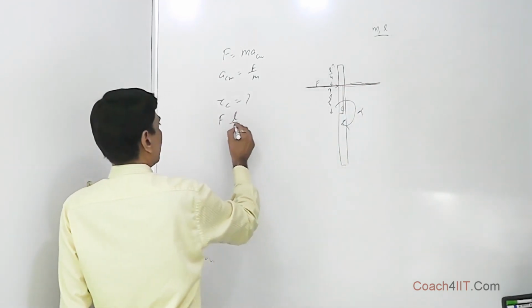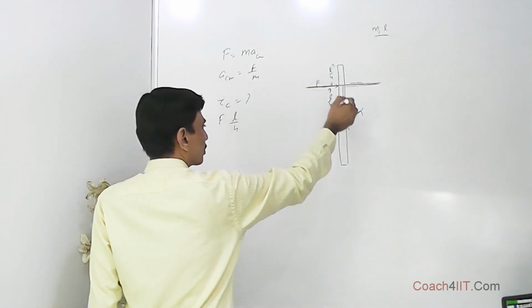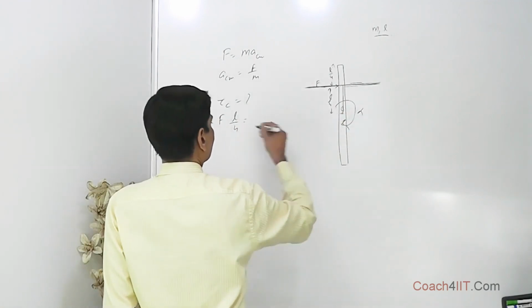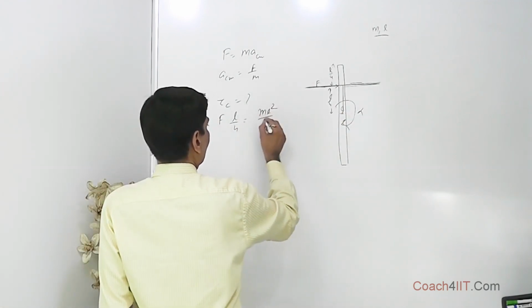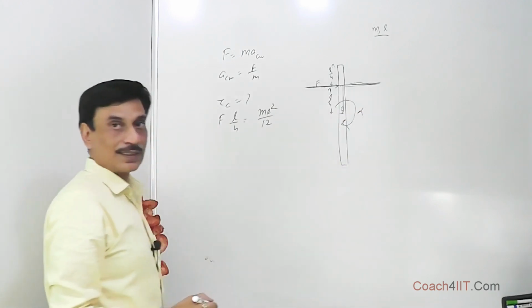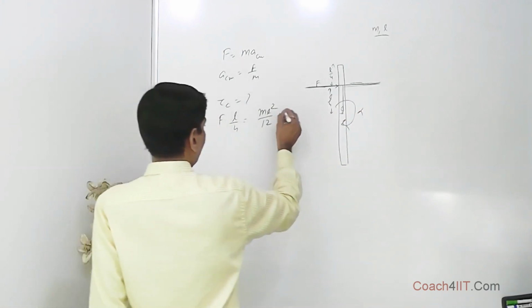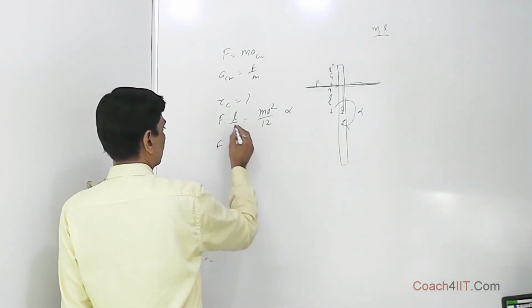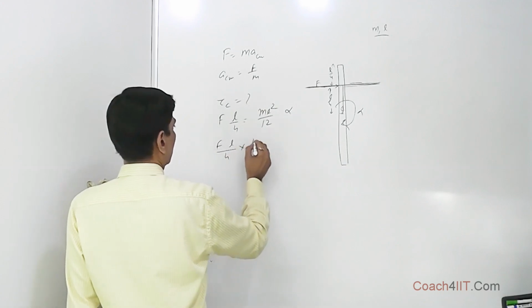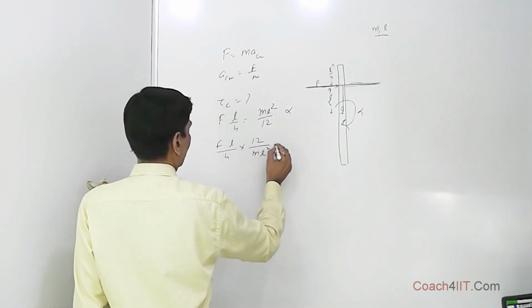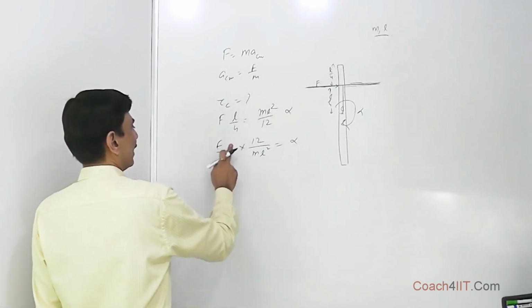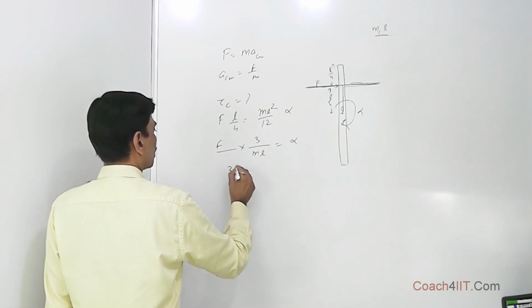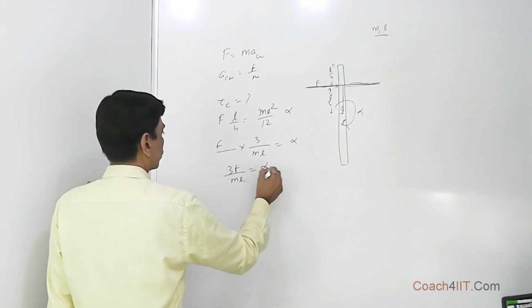So F into L by 4 is the torque of force about C, but torque is equal to I alpha, I about C only. That is for rod, ICM about this axis we have done, that is ml square by 12 into alpha. So from here we can get the value of alpha. So F L by 4 into 12 over ml square is equal to alpha. L and square that goes off, 4 and 12 that makes 3. So 3F by ml is equal to alpha.